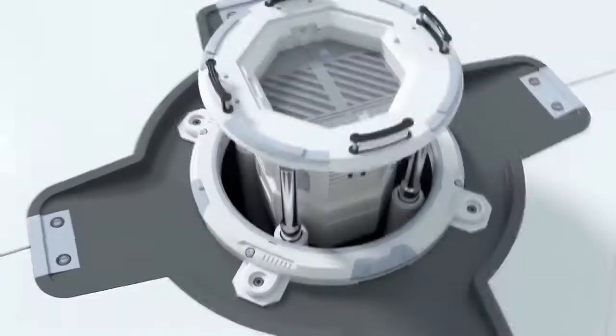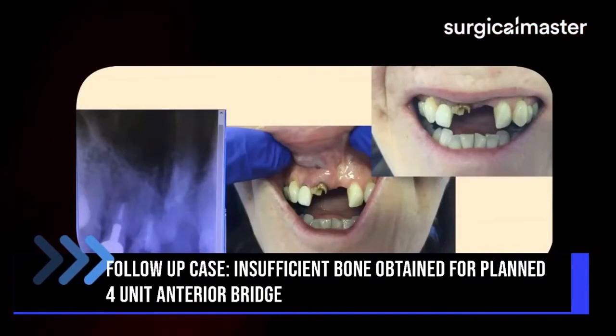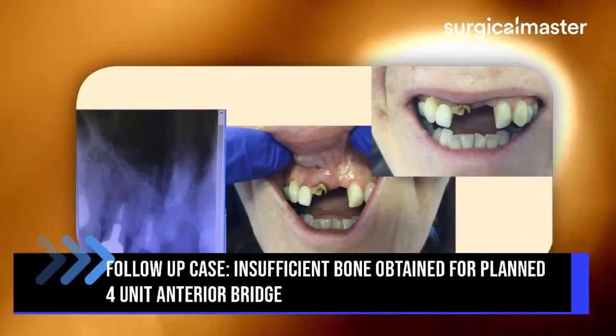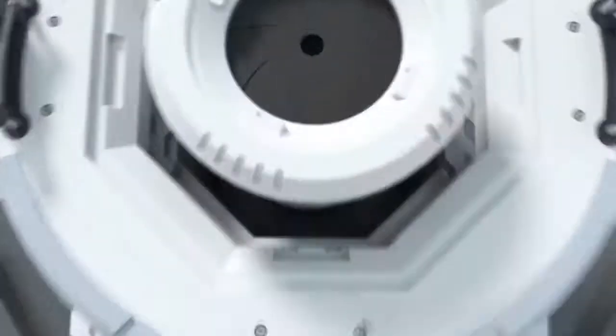The first case we're going to discuss in this coaching show is a follow-up case of insufficient bone where we have planning a 4-unit anterior bridge using implants. Should you do implants here? Should you not do implants? How do you think through the bone?